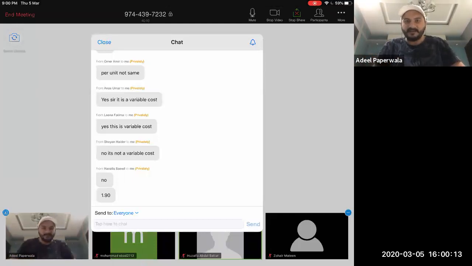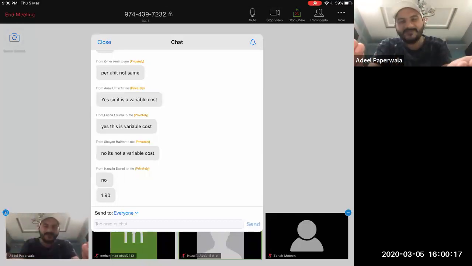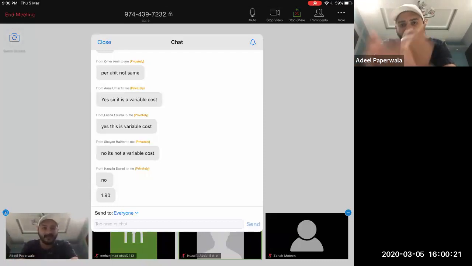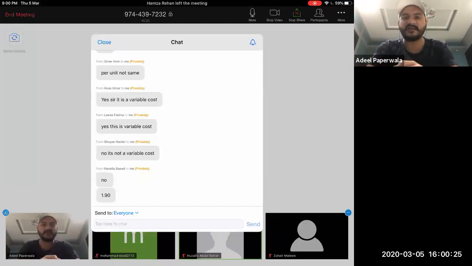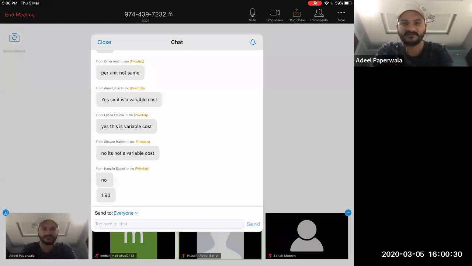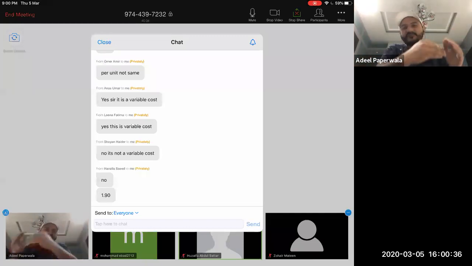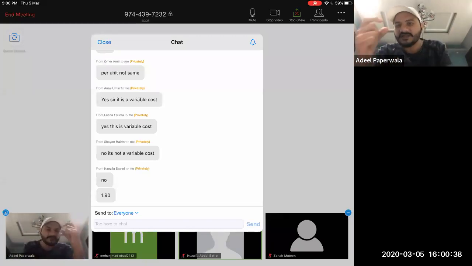To aankhon ka dhoka zarur ho sakta hai ki output level badh raha hai, cost badh rahi hai, to aapne kaha ki sir ye to variable cost hai. Nahi, output level ke badhne se agar cost badh rahi hai to zaruri nahi hai ki wo variable cost ho. Jaise har haath milane wala banda aapka dost nahi ho sakta, har chamakti hui cheez sona nahi ho sakti, har badhti hui cost variable nahi ho sakti, jab tak uska per unit constant na ho.